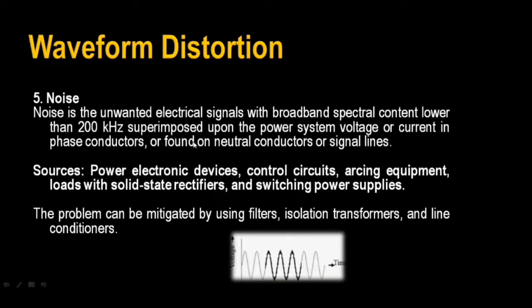This is called noise. The sources of noise are power electronic devices, control circuits, arcing equipment, loads with solid state rectifiers, and switching power supplies. The problem can be mitigated by using filters, isolation transformers, and line conditioners.